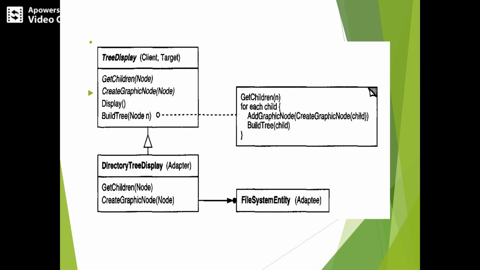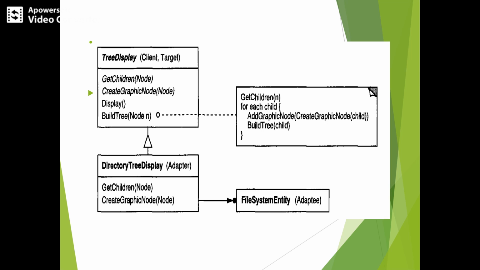This is the tree display. Using abstract operations, the narrow interface will be taken here, tree display of client and target. So, get children by node, create graphic node of node display, and build tree node. Okay, so this is an example of the narrow interface, and how we are going to build the pluggable adapter.